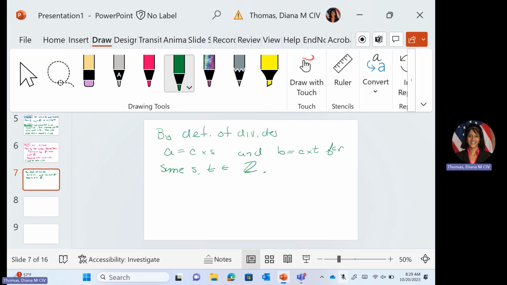We have an existence proof. Okay, then by definition, we have that. And I'm going to box these off and call this star star.